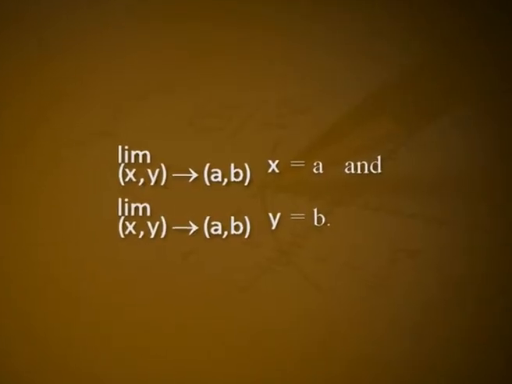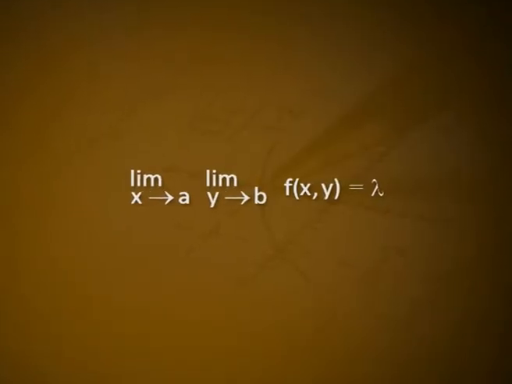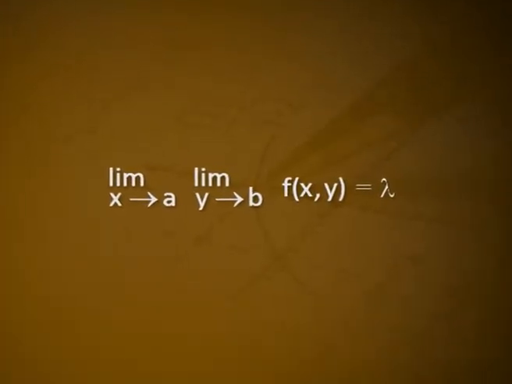Repeated limit. The definition of limit of a two variable function implies that the limit as (x, y) tends to (a, b) of x equals a and of y equals b. Let f(x, y) be defined in some neighborhood of (a, b). If we consider the limit of f(x, y) as a limit of a function of one variable keeping the other variable constant, we can see that the limit as y tends to b of f(x, y), if it exists, is a function of x, say phi(x). Let the limit as x tends to a of phi(x) equal lambda exist. Then we write the limit as x tends to a, limit as y tends to b, of f(x, y) equals lambda.